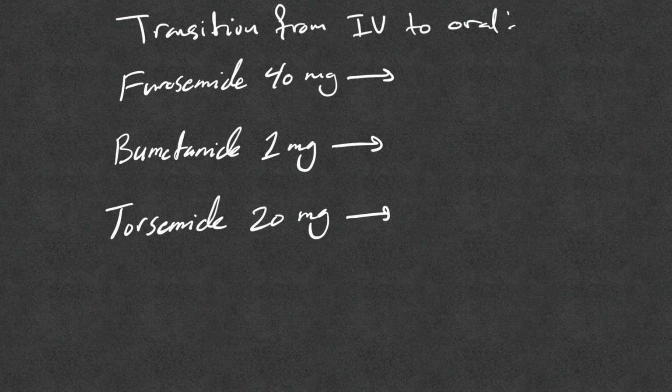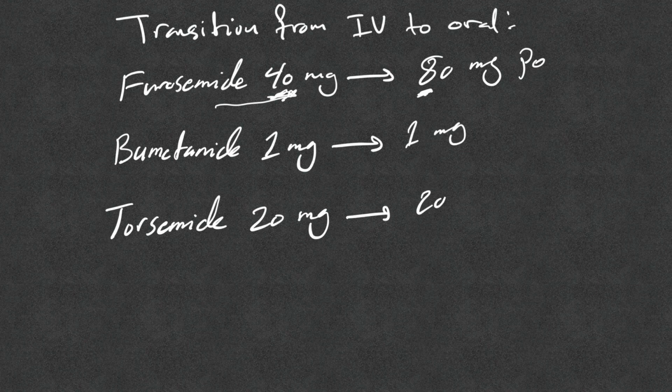Transition from IV to oral. So furosemide 40 milligrams: if we're going to transition that to oral, we have to double that. If it's IV 40, you have to give 80 milligrams PO. Remember, we said the bioavailability is 50%, so 50% of 80 is 40. And it's 1 to 1 for bumetanide and torsemide because their bioavailability is almost 100%. So 1 milligram and 20 milligrams here.